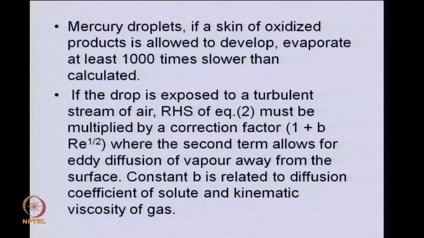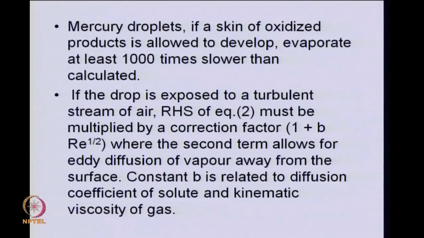So, the evaporation of mercury also could be retarded by the presence of a skin of oxidized products. This may remind you of the picture of a well known model for reaction of the gas solid kind. The oxidation product here offers a similar role for resistance as the ash layer you would find in that model. And for mercury droplets, the evaporation could be slowed down by almost 3 orders of magnitude.